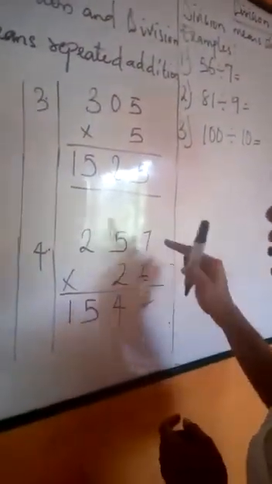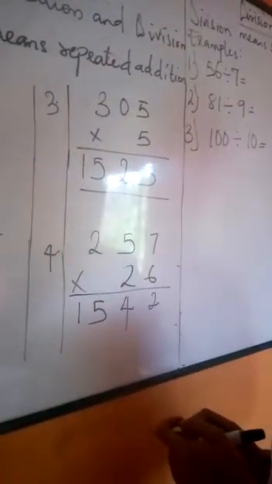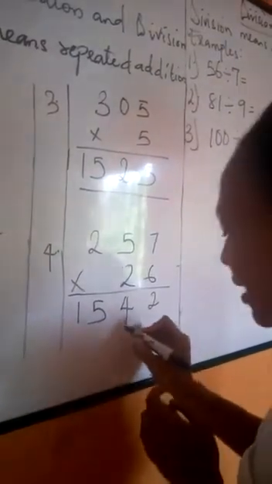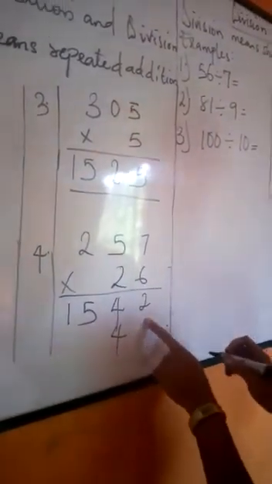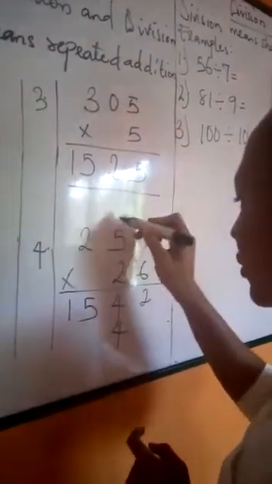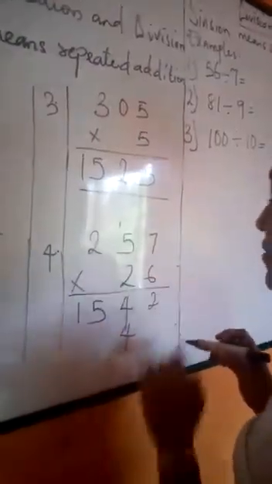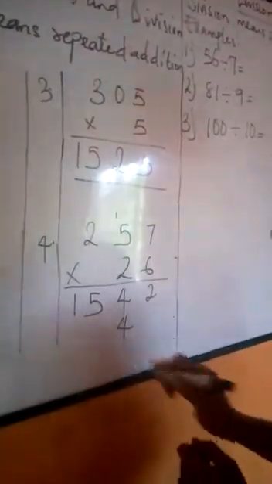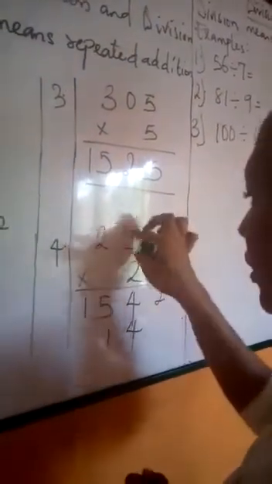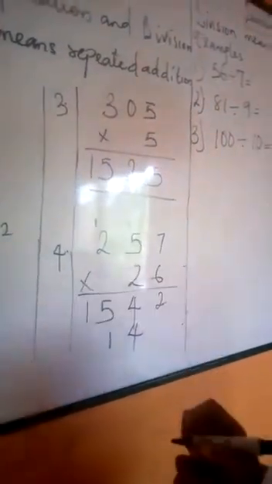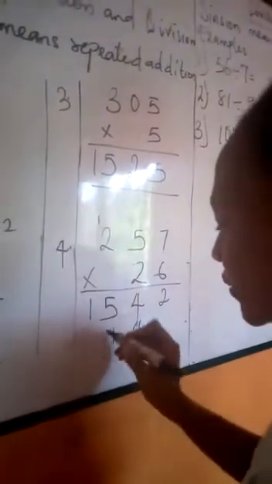Okay? 2 times 7, 14. I'll write my 4 here. Please, not on this side. 14, write 4 and carry 1. 2 times 5, 10 plus 1, 11. Write 1, carry 1. 2 times 2, 4. Plus that 1, 5.